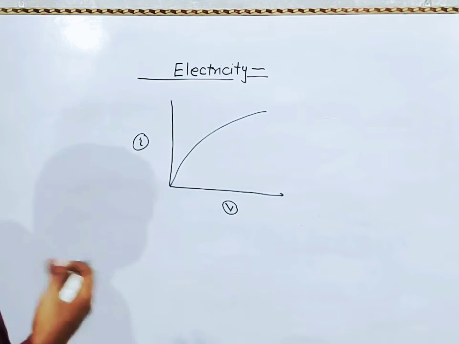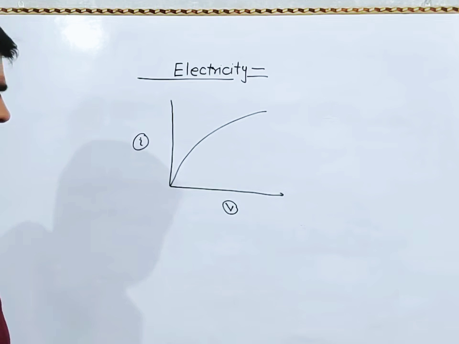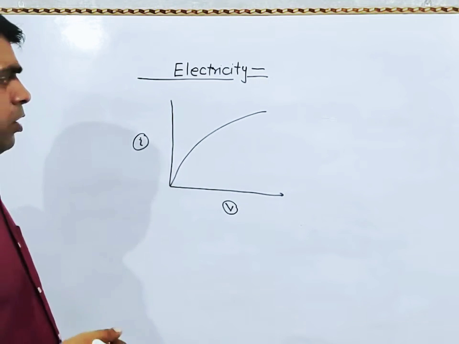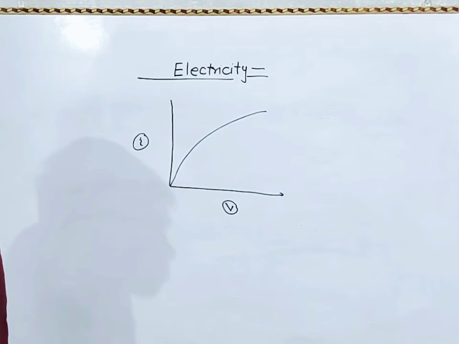Also some other kinds of electric devices or elements, such as semiconductors and alloys, are also materials that do not follow Ohm's law.